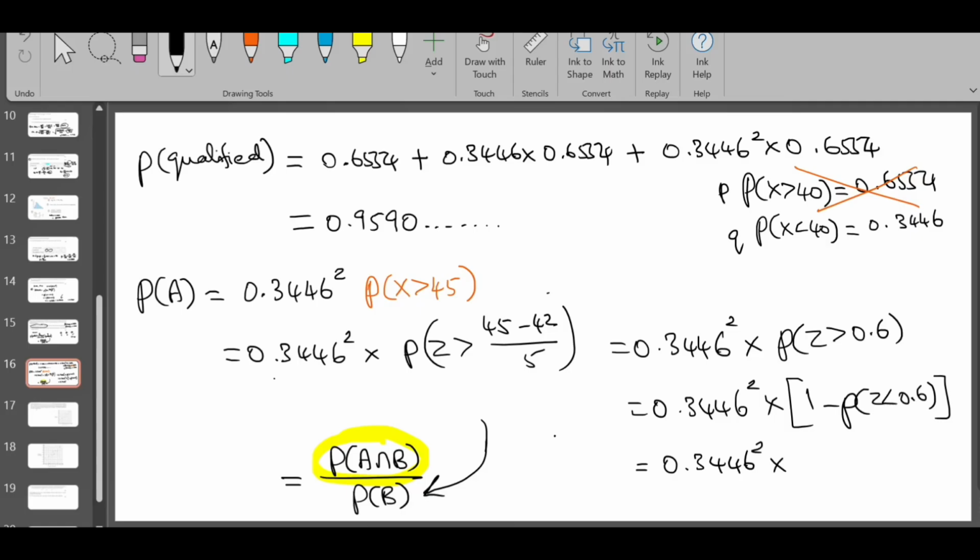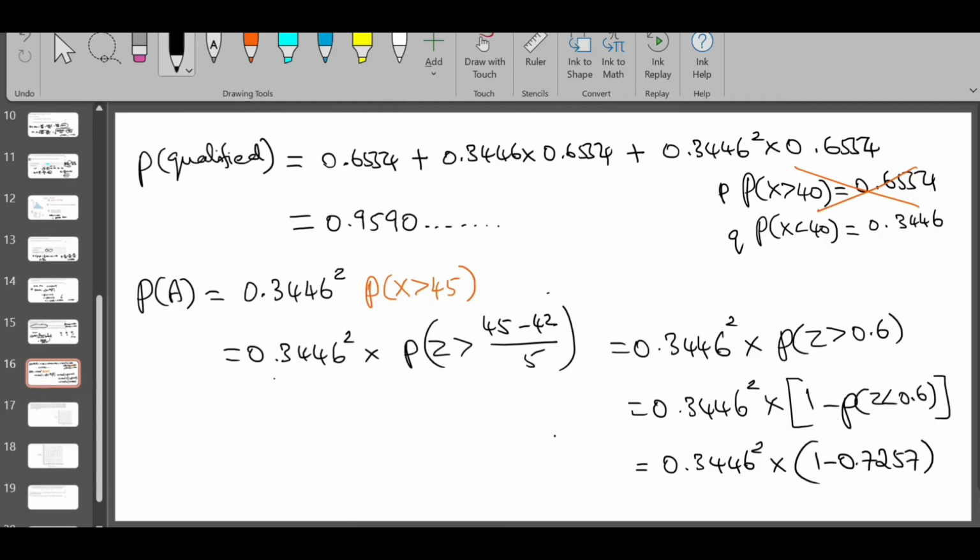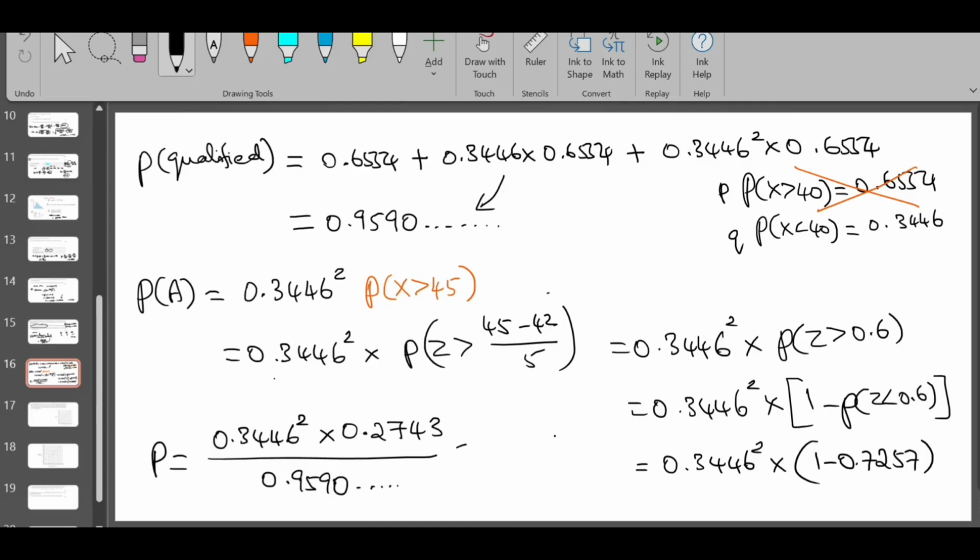0.3446 square times 1 minus 0.7257. That should be the numerator. Now you can find the probability P, which is equal to the numerator 0.3446 square times 1 minus, this is 0.2743, divided by the probability of the denominator, which is 0.9590... Hope you understand this.